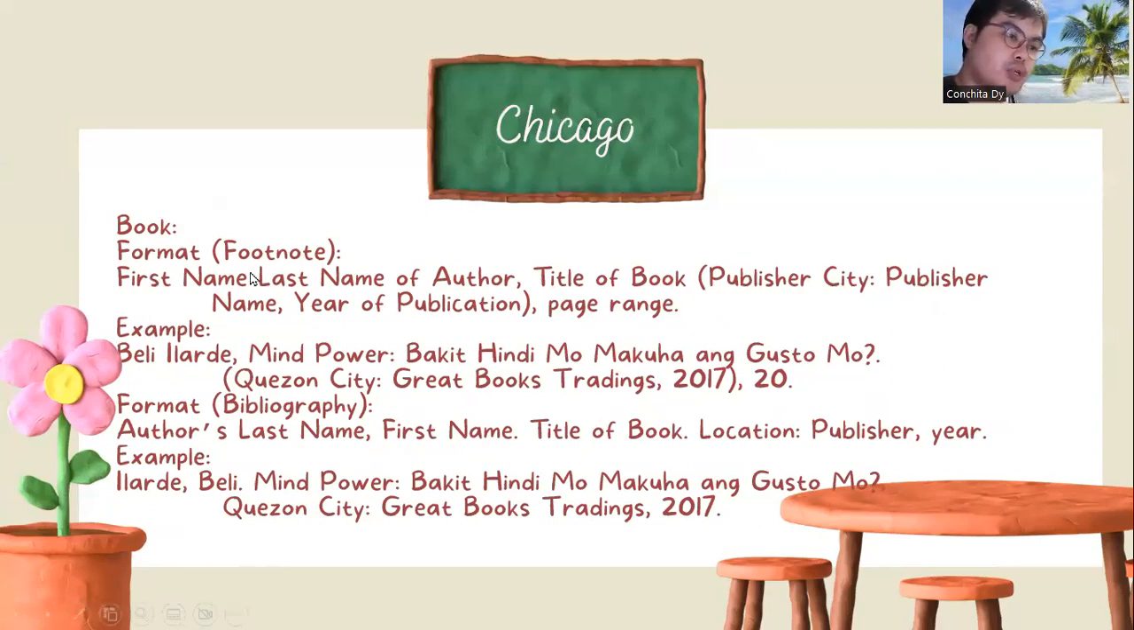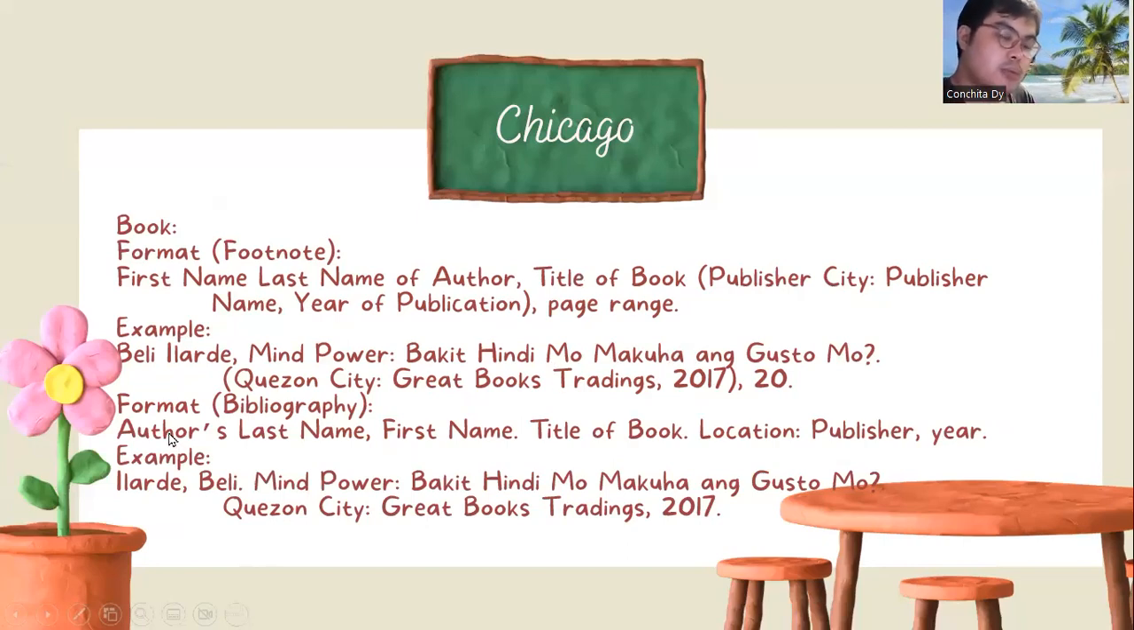So, here, when you say first name, as we see, the first name is Belly, the last name is Ilarde, then the title of the book is Mind Power, then the publisher city is Quezon City, then the publisher name is Great Books Trading, then the year of publication is 2017, the page range is 20. So I just use page 20 kasi on that.